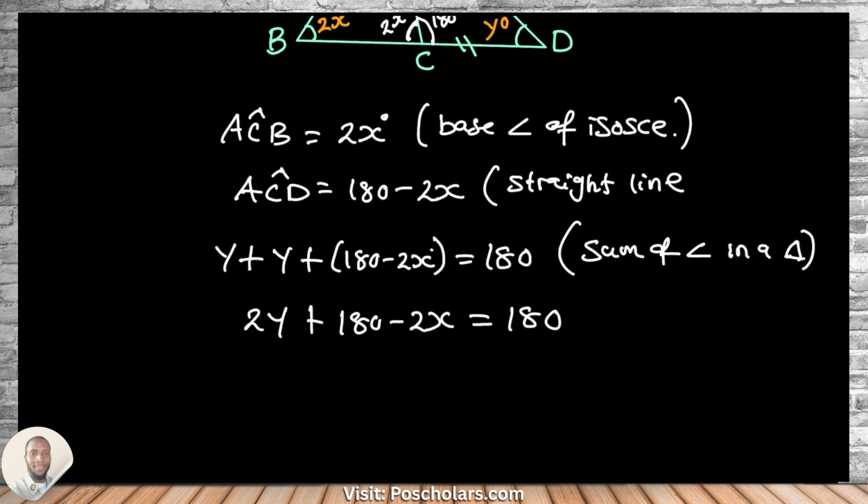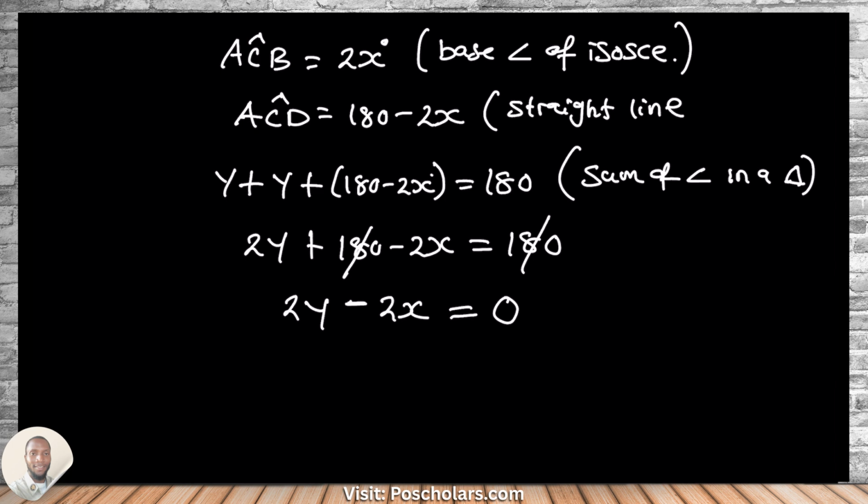Now we want to get rid of this 180. To get rid of 180, you subtract 180 from the left hand side and you subtract 180 from the right hand side. If you do that, you have gotten rid of 180. So what's left in the left hand side? You are left with 2y minus 2x equals, we don't have any value again, it's basically 0, so write 0, right? Then what do we do? Make 2y the subject of the formula. To do that, you add 2x to both sides, and when you add 2x to both sides, what will be left here will just be 2y, right, equals 2x.